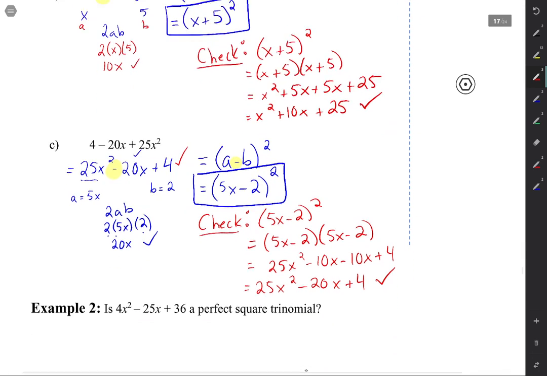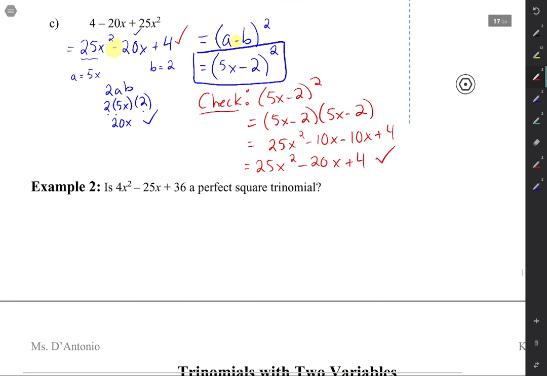Let's look at example 2. Is 4x squared minus 25x plus 36 a perfect square trinomial? So let's go through all our steps. Let's figure out what our a and b are, and let's see if that middle term is equal to 2ab. So if we were to figure out the a, we would take the square root of this first one, so a is equal to 2x. And then to figure out b, we would take the square root of this last one here. So the square root of 36 is 6, so our b is 6.